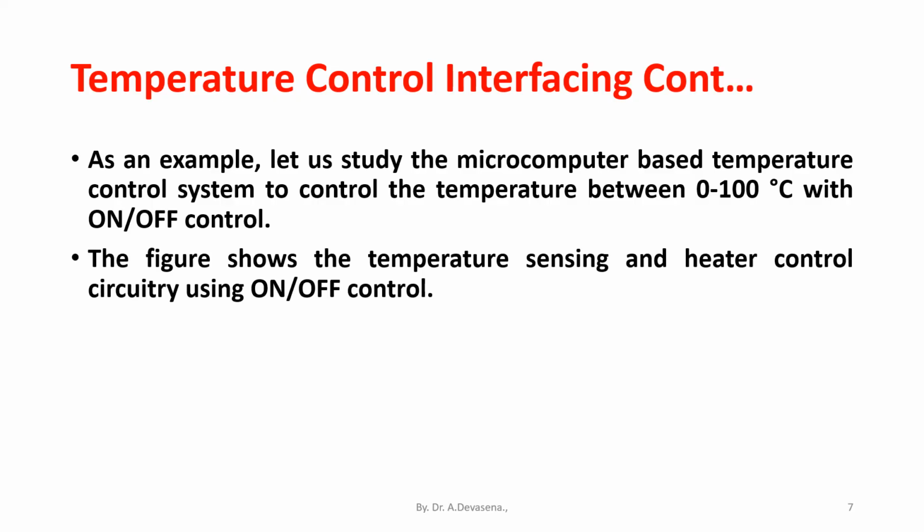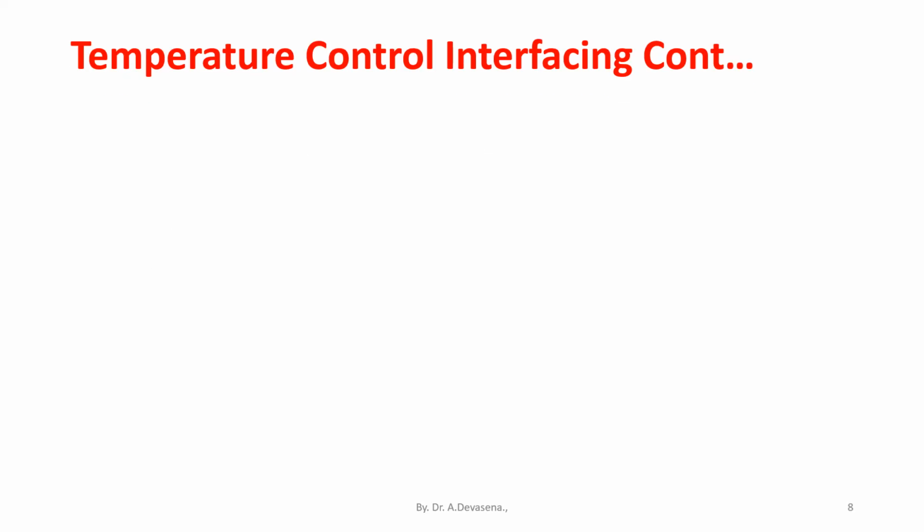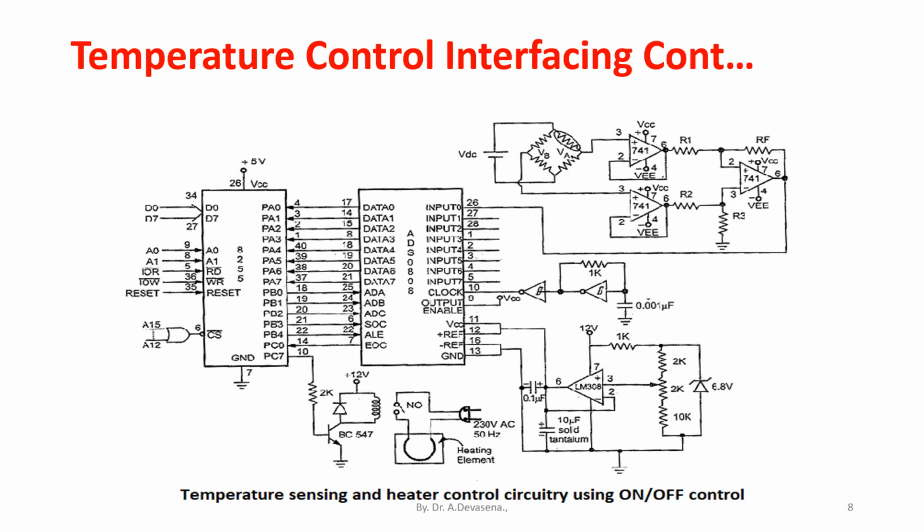The figure shows the temperature sensing and the heater control circuitry using on-off control. In this diagram, we have temperature sensing circuitry, ADC circuitry, and on-off control circuitry. These have been interfaced with 8255, from where it has been further interfaced to the microprocessor. It may be 8085 or 8086.